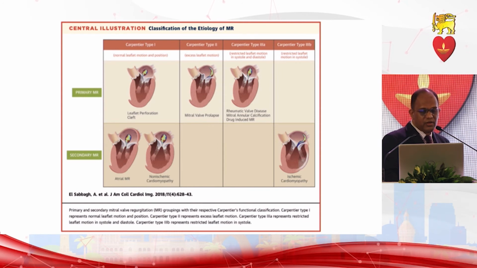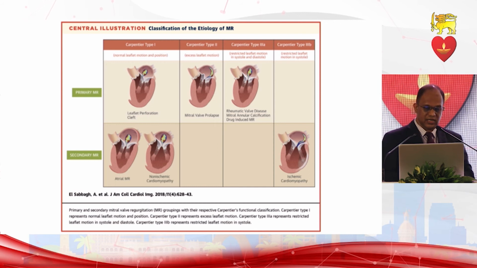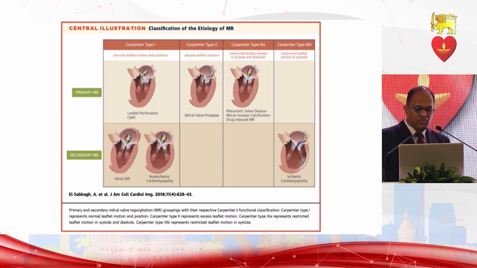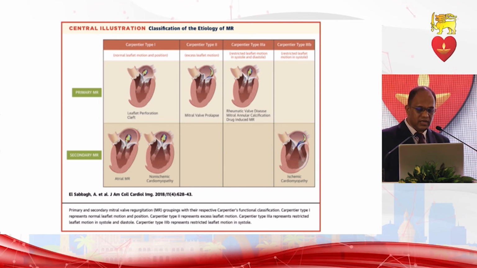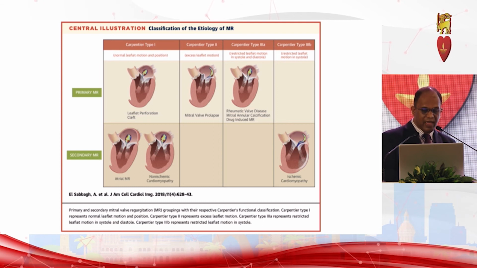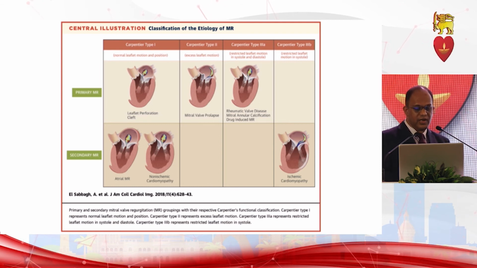So the classification of mitral regurgitation is of two types. Mitral regurgitation could be due to primary mitral regurgitation, or it could be due to secondary mitral regurgitation. The primary mitral regurgitation is caused by problems of the mitral valve itself. The secondary mitral regurgitation can happen due to problems with the heart, not purely because of the mitral valve, but due to the surrounding left ventricle or the annulus.